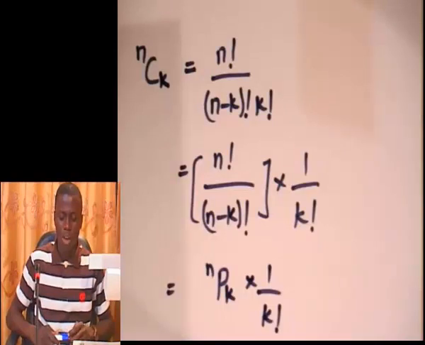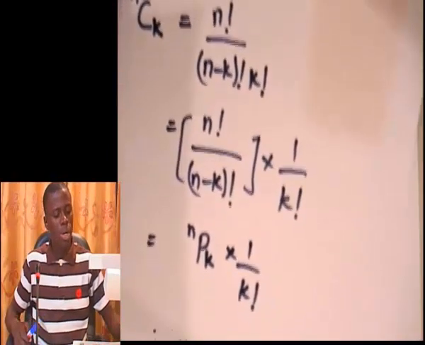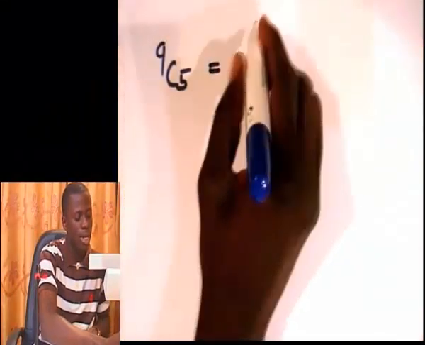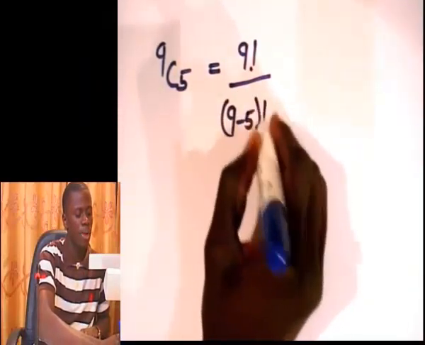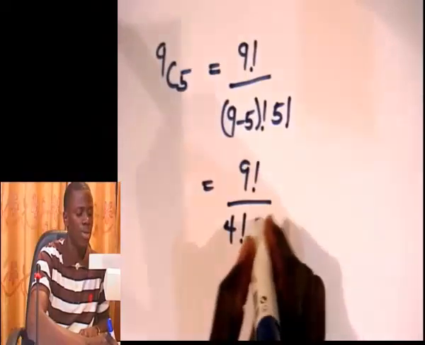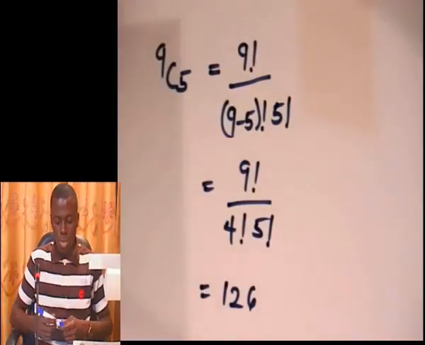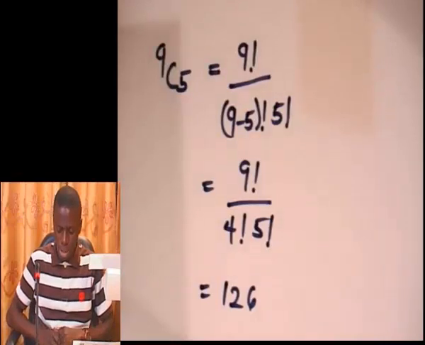What's the number of ways of choosing a committee of 5 from 9 persons? That's 9 combination 5. That gives us 9 factorial over 9 minus 5 factorial times 5 factorial, which is 9 factorial over 4 factorial 5 factorial, which will give us 126. So basically, this is a fundamental principle of combination.